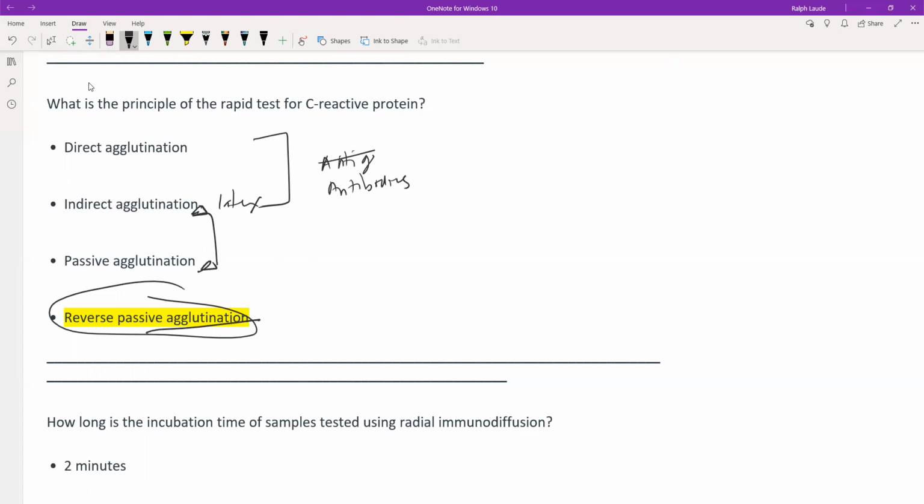Why reverse? Because what we are looking for is not the antibodies, but antigens. We are looking for antigens, so therefore your antibodies are incorporated in your reagents. So why passive? Because it's your antibodies that are attached to the latex particle. So that's why it is different from direct and indirect agglutination. So that is reverse passive agglutination.